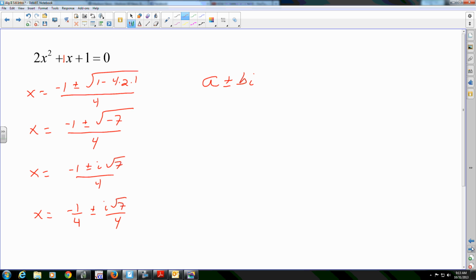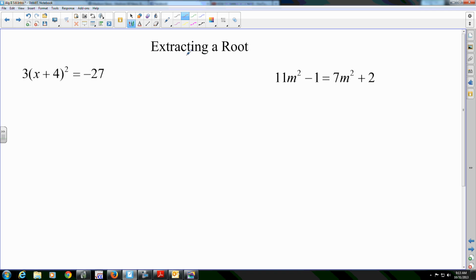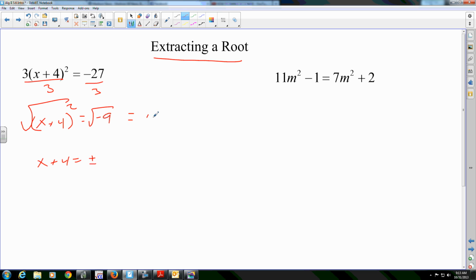Okay. One last shot. We've got extracting the root. When you guys are given a polynomial that looks like this, what you need to do is don't expand this. You guys have been extracting the root for a couple sections now. Divide out the 3. So you have x plus 4 squared is equal to -9, and then you square root both sides. So x plus 4 equals plus or minus, the negative comes out, so that would be i square root of 9, and square root of 9 is 3, so plus or minus 3i. Then subtract the 4 to the other side.